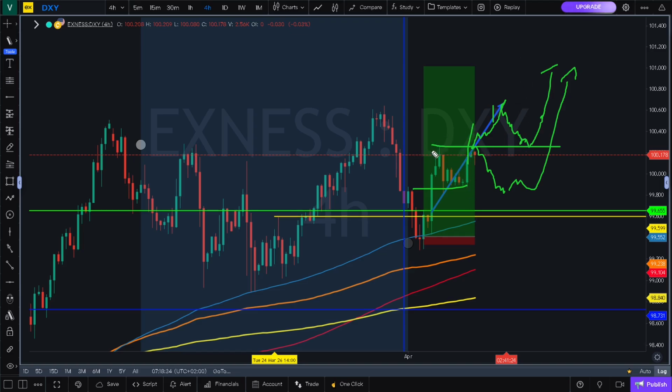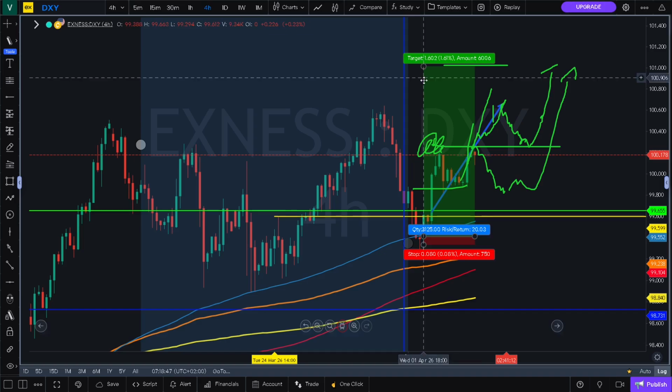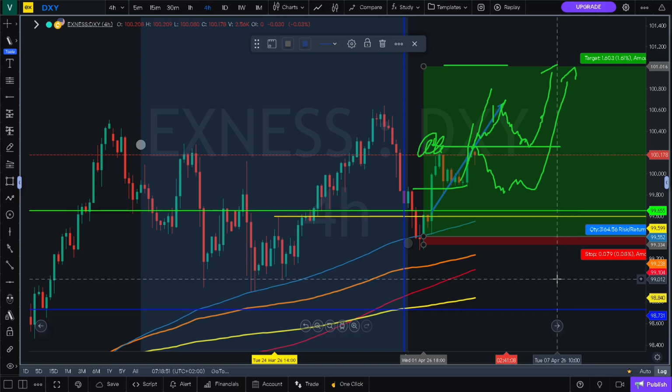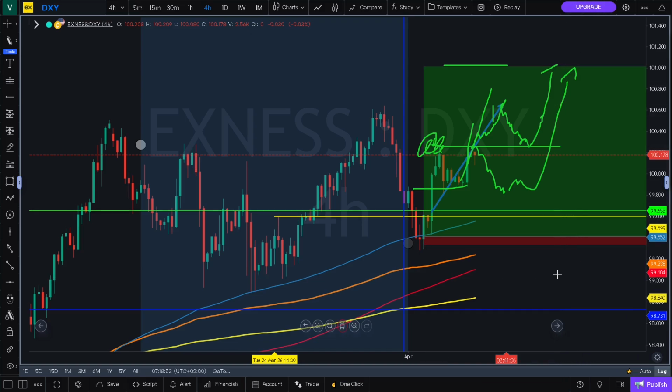If it breaks above here, this would act as support. After the break of resistance to the upside, it will now act as support, with continuation to the upside to take out our target right here and make that 1:20 risk to reward ratio. The target right now is 101.01, so that is the target on this currency.